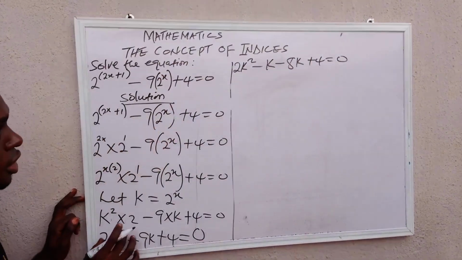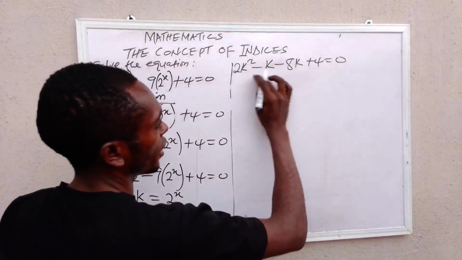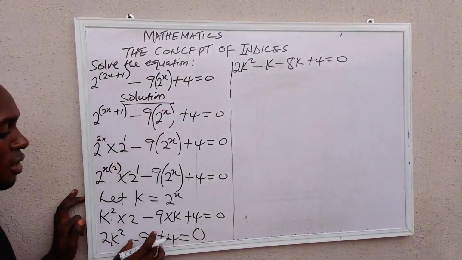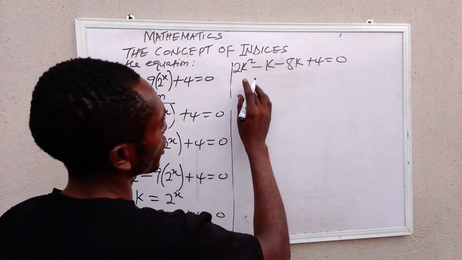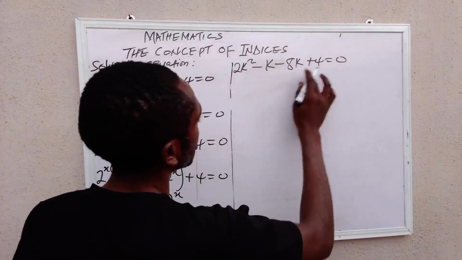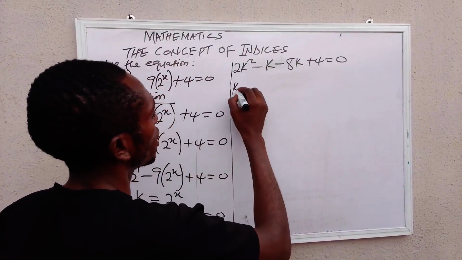Look at this term, see it here. This one has been replaced with it, because the addition of these will give us this minus 9. So plus 4 is here. So now what we do, we factorize what is common here and what is also common here. What is common here is k. So k is common.